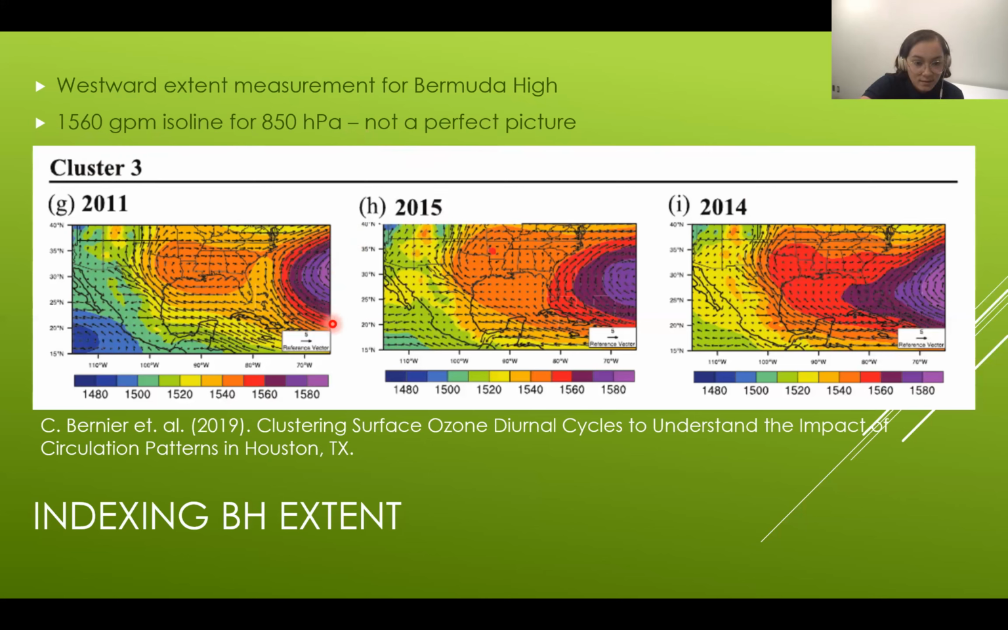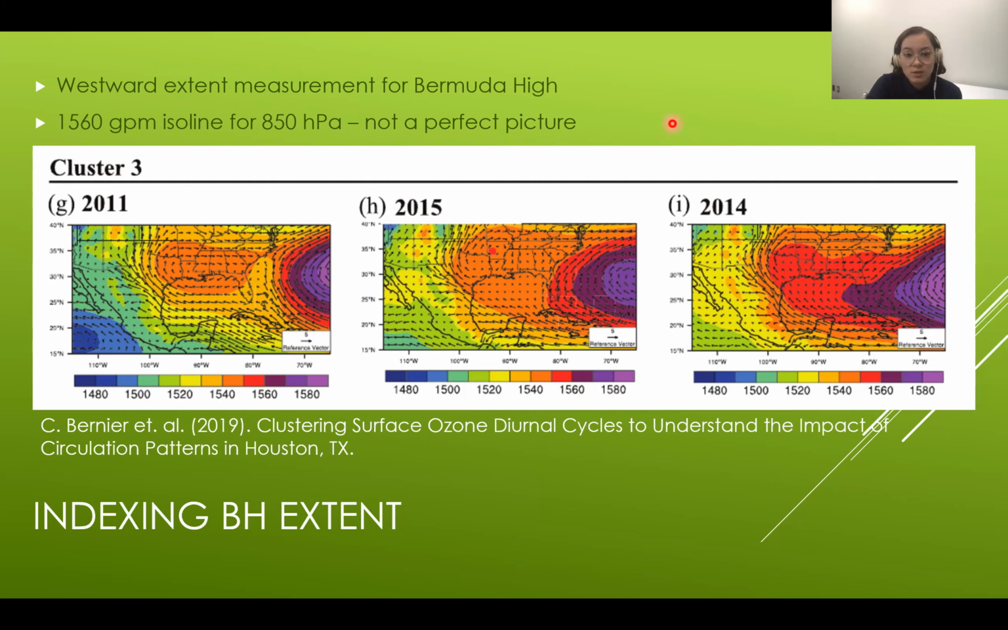So each of these comes from data with a similar diurnal pattern to it. And you can see that in 2011, which was a drought year with unusually high ozone in the summer, the western extent of the BH is very, very low. Whereas in 2014, which was a much cleaner year ozone-wise, the western extent is much farther.